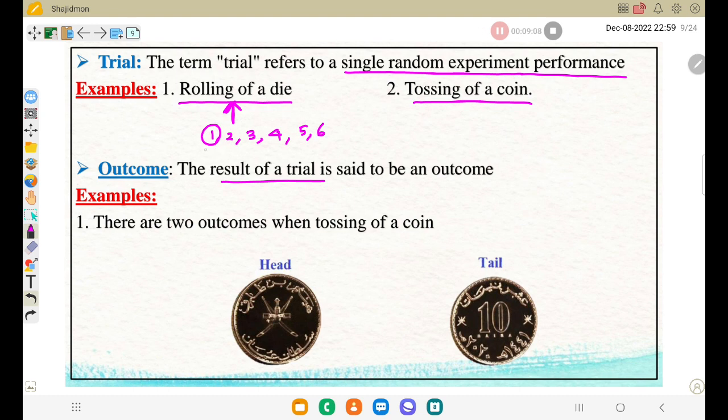So totally how many outcomes do we have? We have 6 outcomes. Either we will get 1 or 2 or 3 or 4 or 5 or 6, correct? This is what we call the outcome of a random experiment. For example, there are 2 outcomes when we are tossing a coin. Either we will get head, which we represent as capital H, or tail, which we represent as capital T, correct? So there are 2 outcomes for that trial.